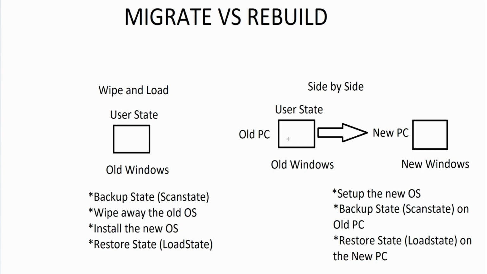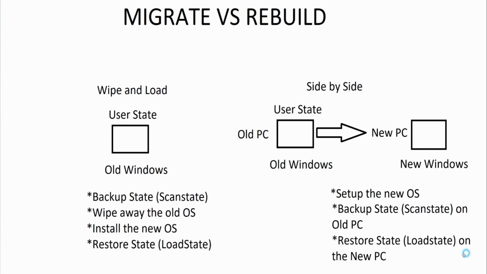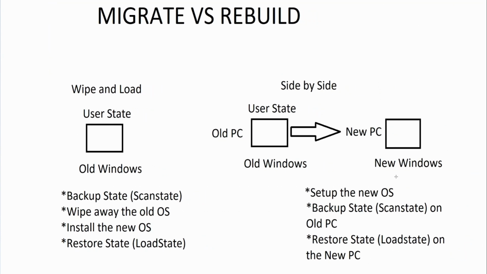But the idea of a migration is backing everything up, having that backup, and then when I'm ready to do a restore, I can do a restore. And you're going to use the user state migration tool. And that's really the concept that I need you to understand right now. Just understand what a wipe and load migration is versus a side-by-side migration. And if you got that down, then that's all I really need you to get down in this video.